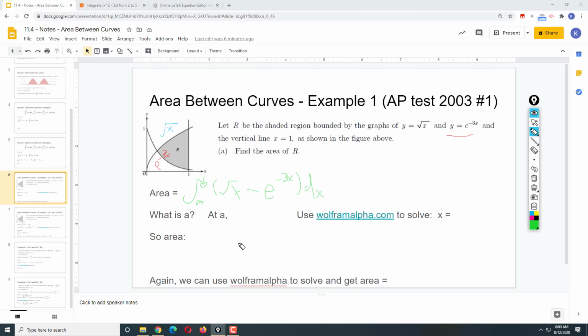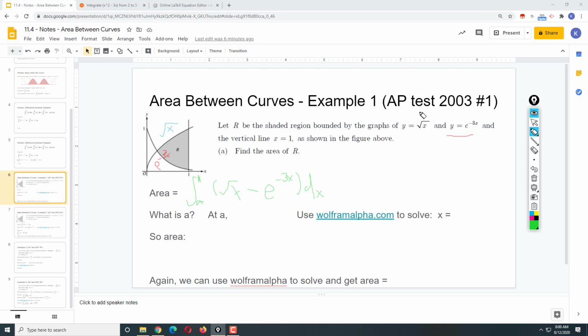Our limits of integration. On the right hand side is 1 because we're bounded by the vertical line x equals 1. Vertical means up down, horizontal means left right. Okay. So b is really just 1. But what is a?